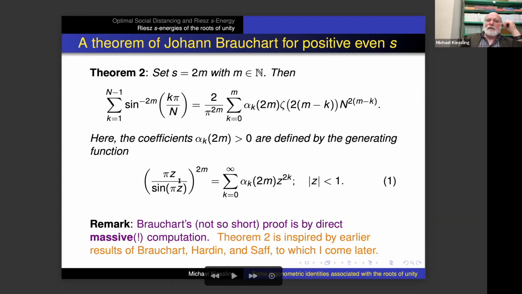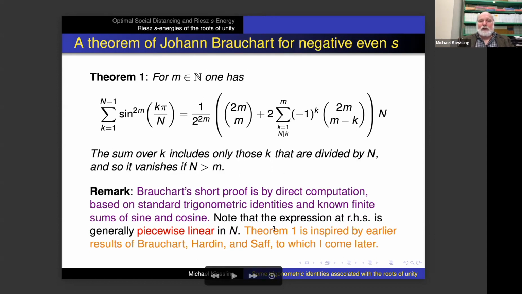So you take the reciprocal of the sinc function, sinc of pi z, take the 2m-th power, and then Taylor expand it in powers of z, and that defines the coefficients a sub k of 2m here, right? So that converges when the absolute value of z is less than 1. And so interestingly, the previous theorem has a relatively short proof.